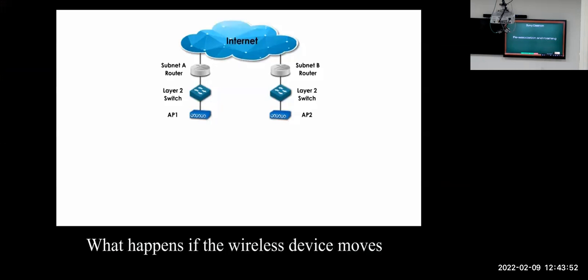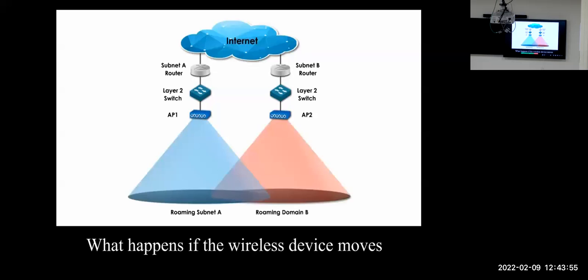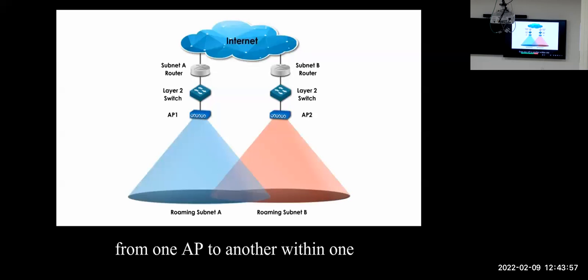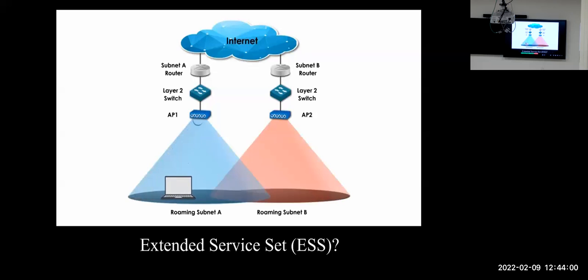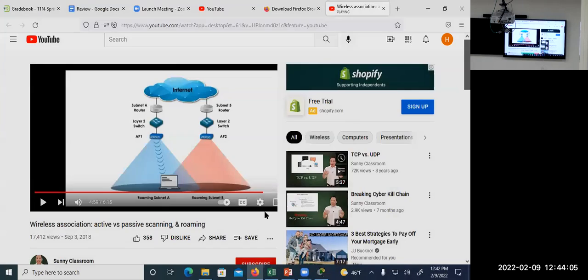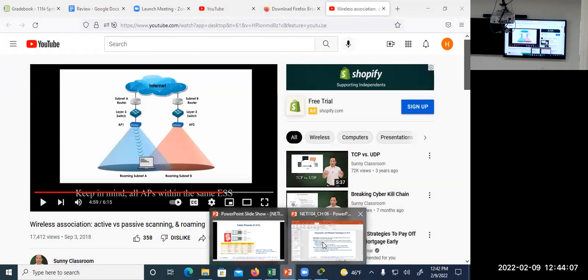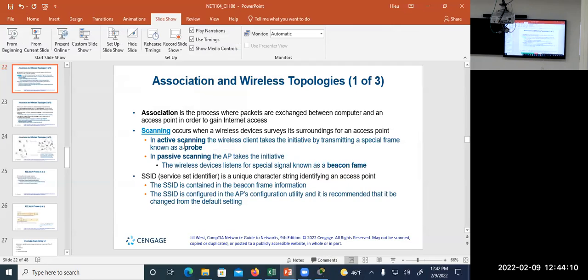Reassociation and roaming. What happens if the wireless device moves from one AP to another within one extended service set, ESS? This one we mention later. So now we just need to know the difference between active and passive. You can think of your cell phone or your iPad: you have to actively scan to see what access points you are able to access. And with passive, you are just sitting back and you get every advertising message from the access point.